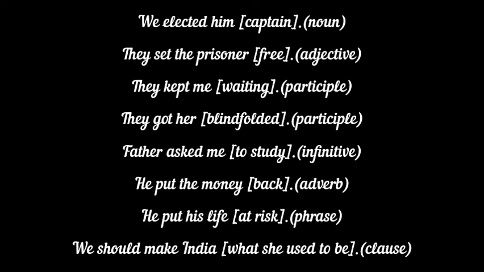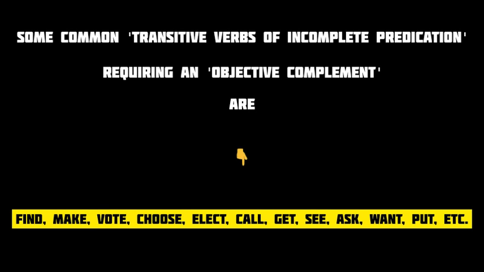In the sentence, we should make India what she used to be, the entire clause what she used to be is the object complement because it is not only completing the sense of the predication but also describing the direct object India in the sentence. From these examples, we observe that some common transitive verbs of incomplete predication that require an object complement are find, make, vote, choose, elect, call, get, see, ask, want, etc.